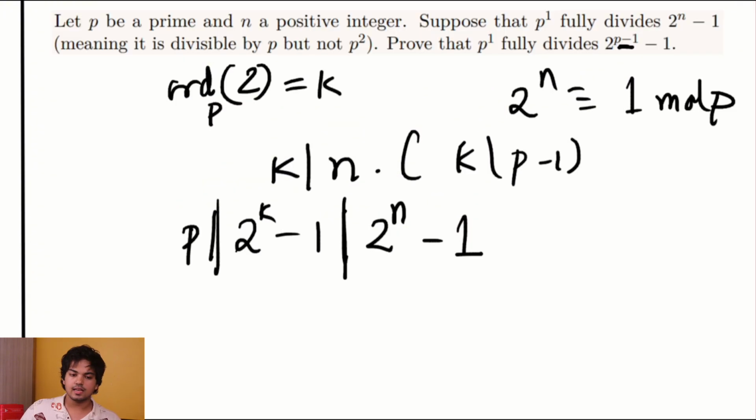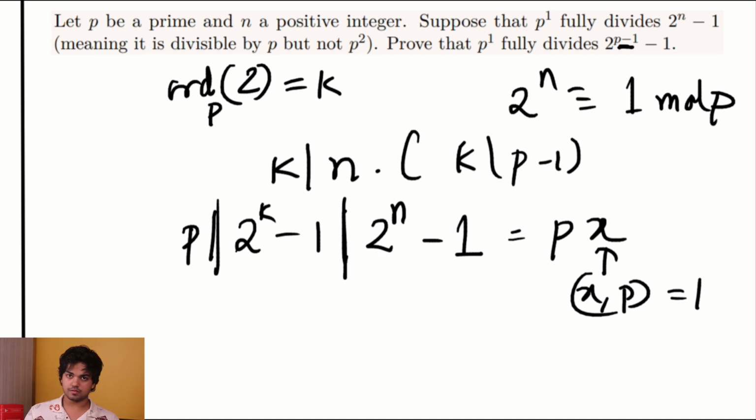But since p fully divides 2 to the n minus 1, there's no more than one power of p inside it. This is p times some x, where x has no prime factors of p. So p and x are co-prime. So it's just one power of p that shows up in the prime factorization. So there's only one p sitting here, and there's only one p sitting here. Hence, there's only one p sitting here.